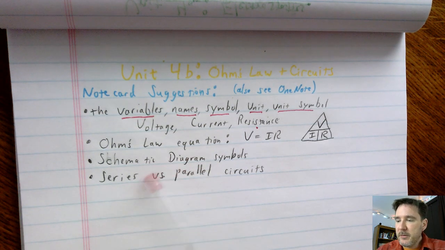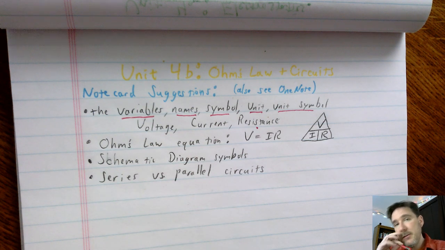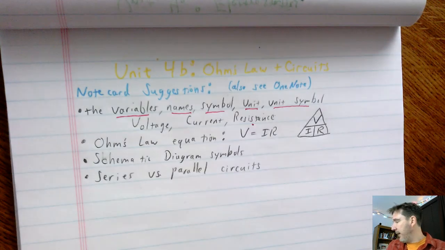Make sure you're familiar with the schematic diagram symbols. The ones on the review are pretty good, and make sure you know how to draw them. Straight lines: use a straight edge of some sort when you draw your schematic diagrams, your circuit diagrams, and get some practice with that from the review. Make sure you understand series versus parallel circuits. So without further ado, I'm going to get to the review guide.